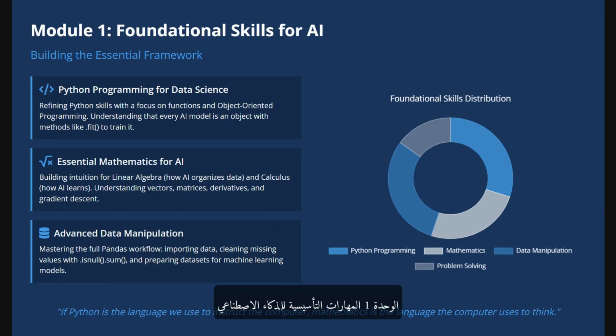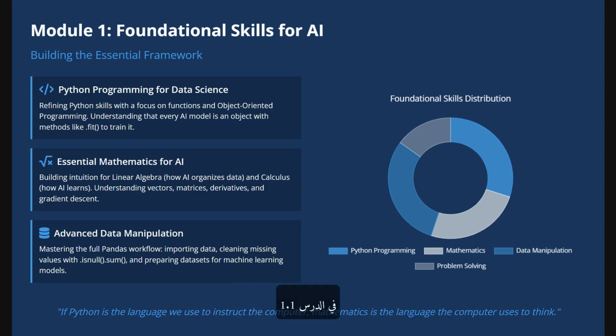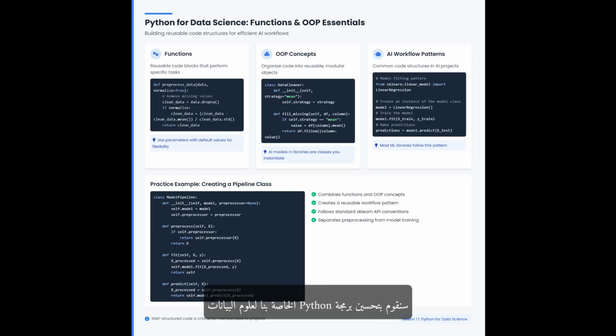Module 1, Foundational Skills for AI. Welcome to Module 1. You've built the foundation. Now we formalize it in the context of real AI projects. In Lesson 1.1, we'll refine our Python programming for data science. In AI, Python is the universal glue that connects ideas, data, and powerful libraries. Our objective is to master the patterns you'll use daily to prepare data for machine learning models.